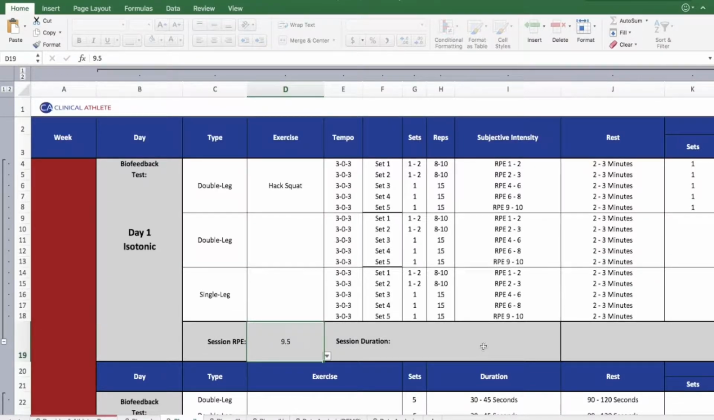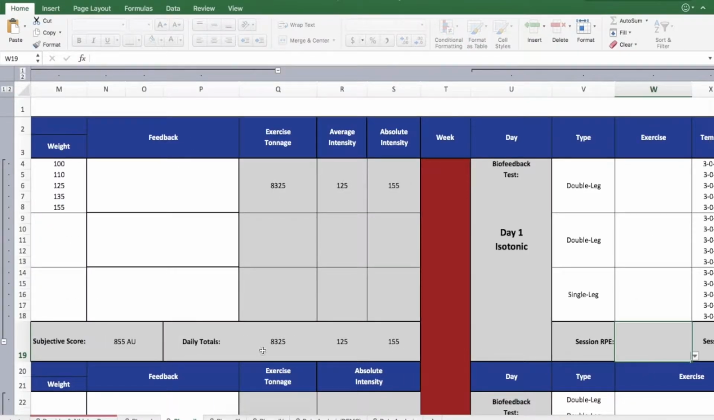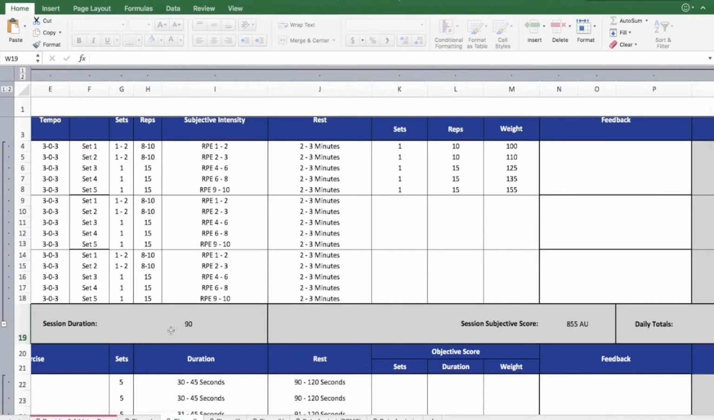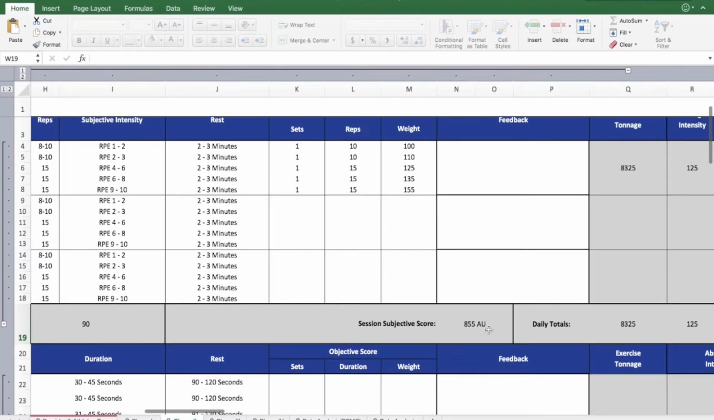You're then going to put in the session duration. So how long did this session take you? We're going to say 90 minutes. And then we're going to have our arbitrary unit that we mentioned, which is the session RPE times the number of minutes, which is 90. And we get 855 arbitrary units.